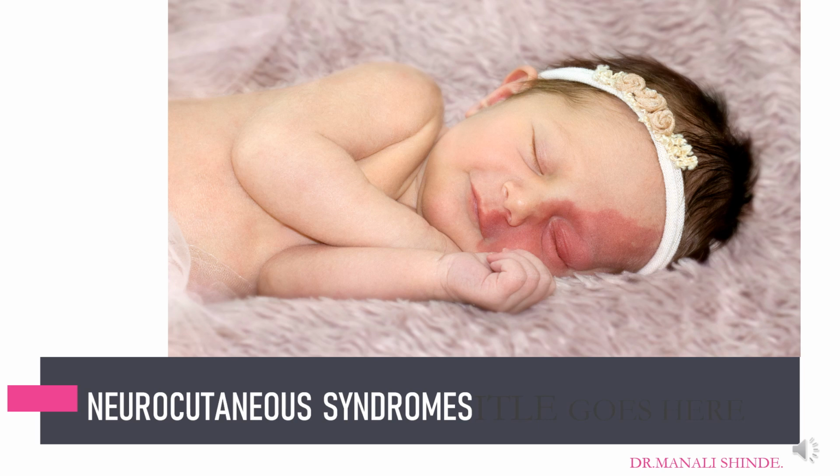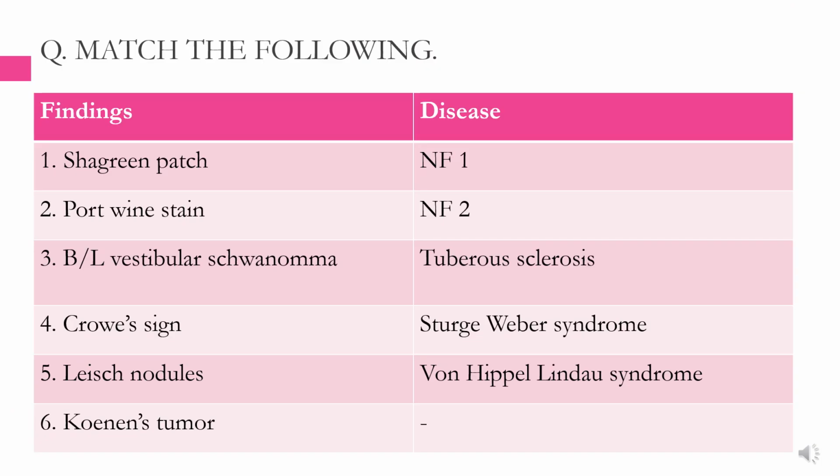In this video, we will be discussing neurocutaneous syndromes. Before beginning the actual explanation, we will see a question. The question is about matching the findings and the diseases. In findings, they have mentioned Chagrin patch, port wine stain, bilateral vestibular schwannoma, Crowet sign, leash nodules, and Conan's tumor. And in diseases, they have mentioned some neurocutaneous syndromes.